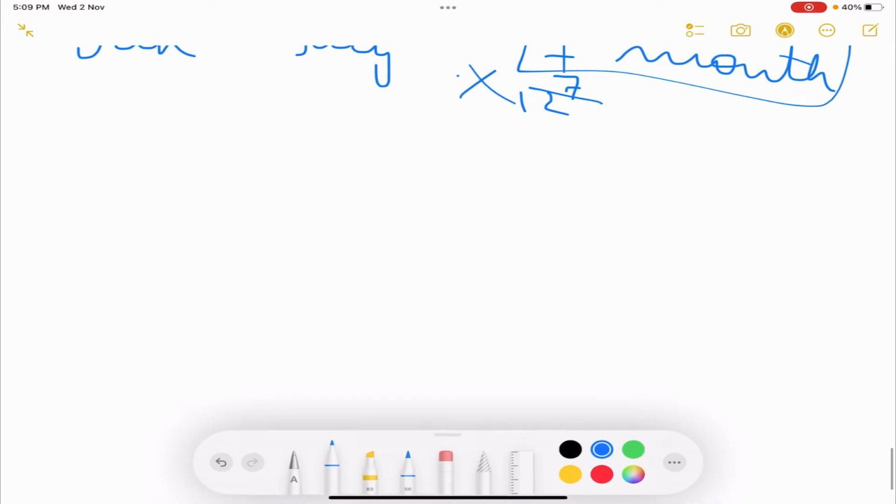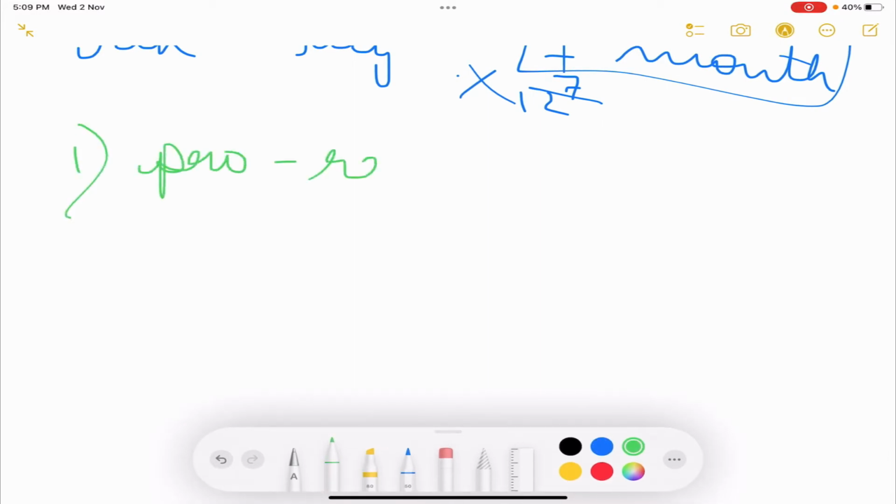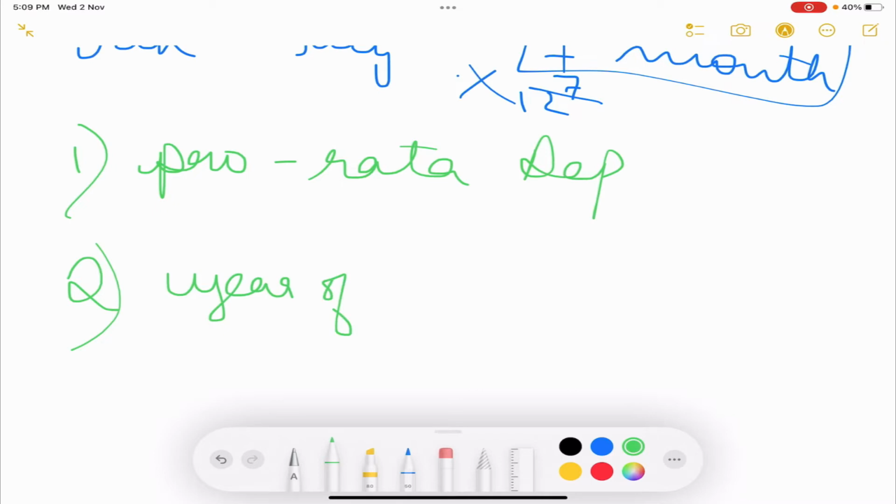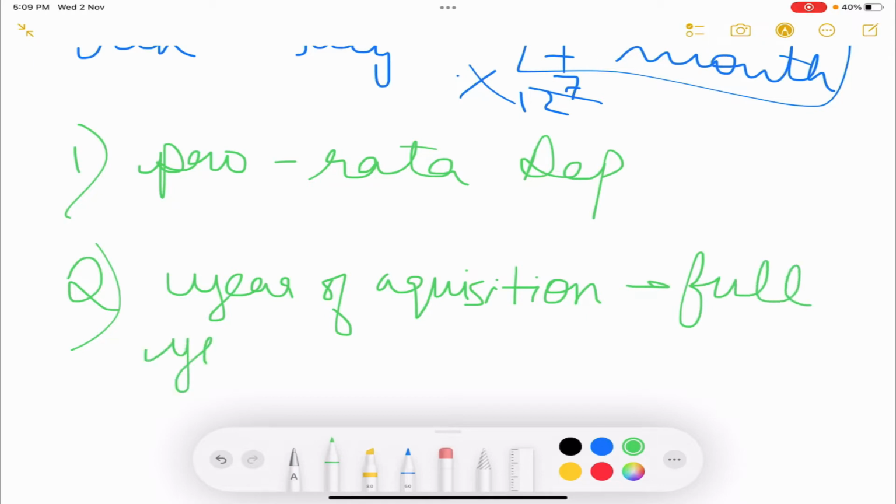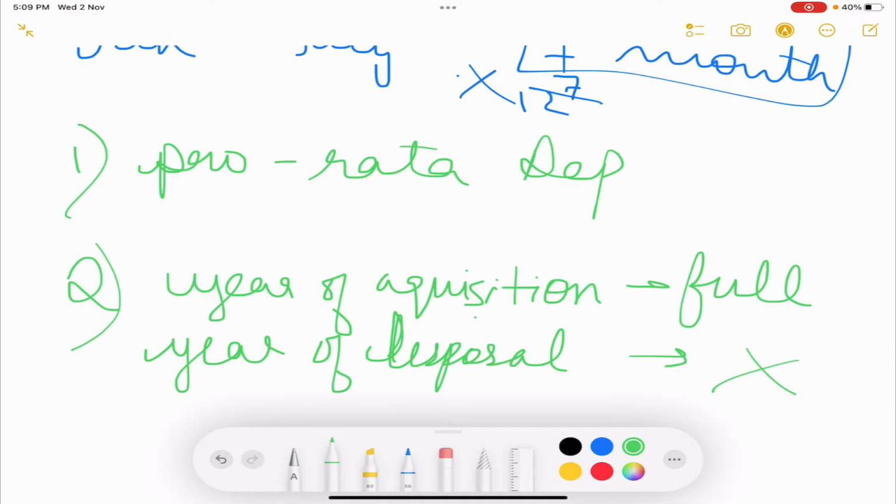Now, there is another method. So the first one we saw was the pro rata basis. Now you know what pro rata depreciation is. Now what is the second one? The second one is: year of acquisition, full depreciation; year of disposal, no depreciation. So this is the second method.